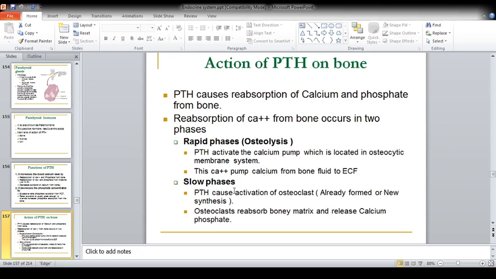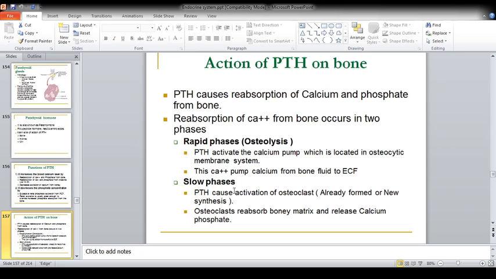Now let's talk in depth about the action of parathyroid hormone on bone. It causes reabsorption of calcium and phosphate from the bone, and reabsorption of calcium would occur in two phases: rapid phase and slow phase. So what is the rapid phase? The rapid phase stands for osteolysis, in which bone is being broken down by this hormone.